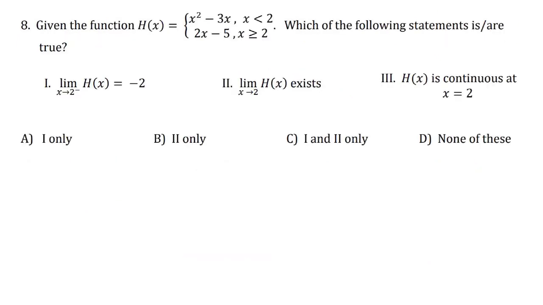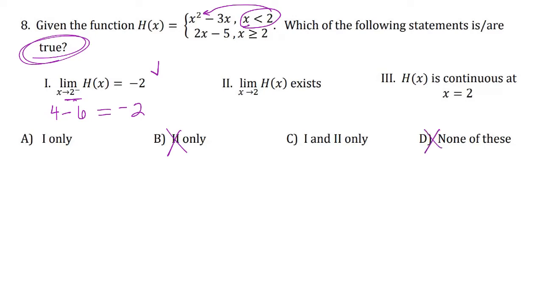All right, in number 8, we're going to talk about which of the following statements are true. So I'm looking for true statements. So let's examine one. We need the limit from the left, which is this up here. They're saying that's equal to negative 2. So let's see, what is the limit from the left? We're going to have 4 minus 6. So yeah, that is equal to negative 2. So that one's true. So that means it can't be that or that.